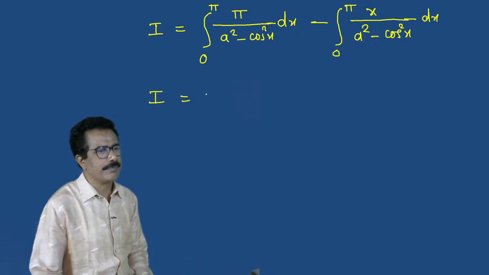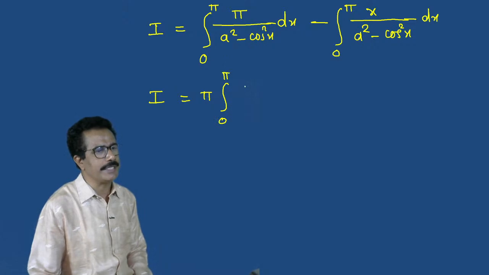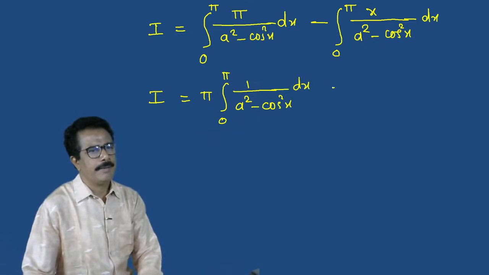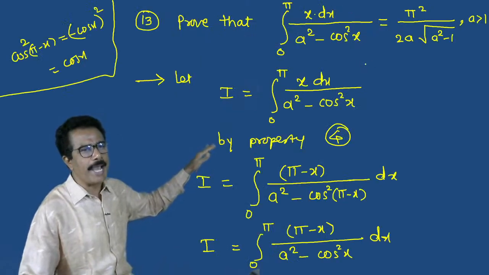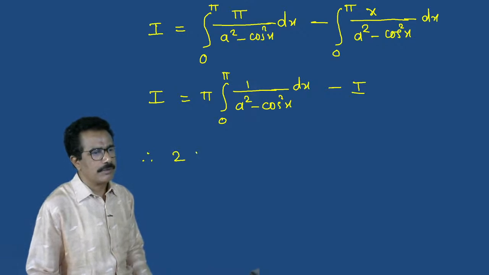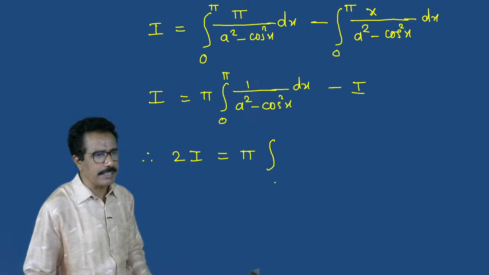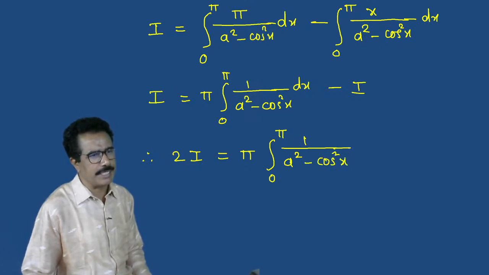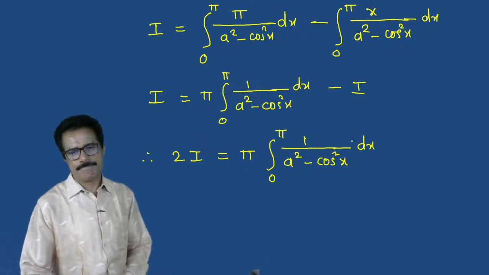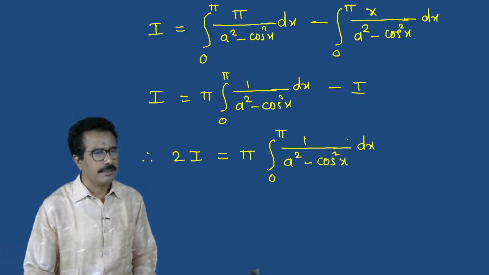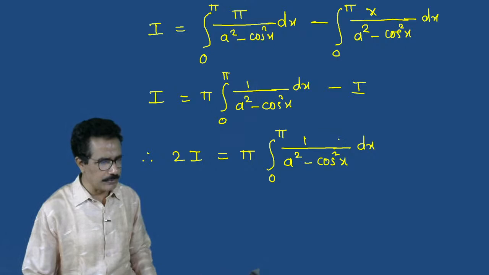So I is equal to pi, which is a constant term, so we can take it out of the integral: 1 upon a square minus cos square x dx minus, this is the repeated integral from 0 to pi, I will write this as I. Therefore, 2I is equal to pi into integral from 0 to pi of 1 upon a square minus cos square x dx. Is it okay? Did you understand? Okay.